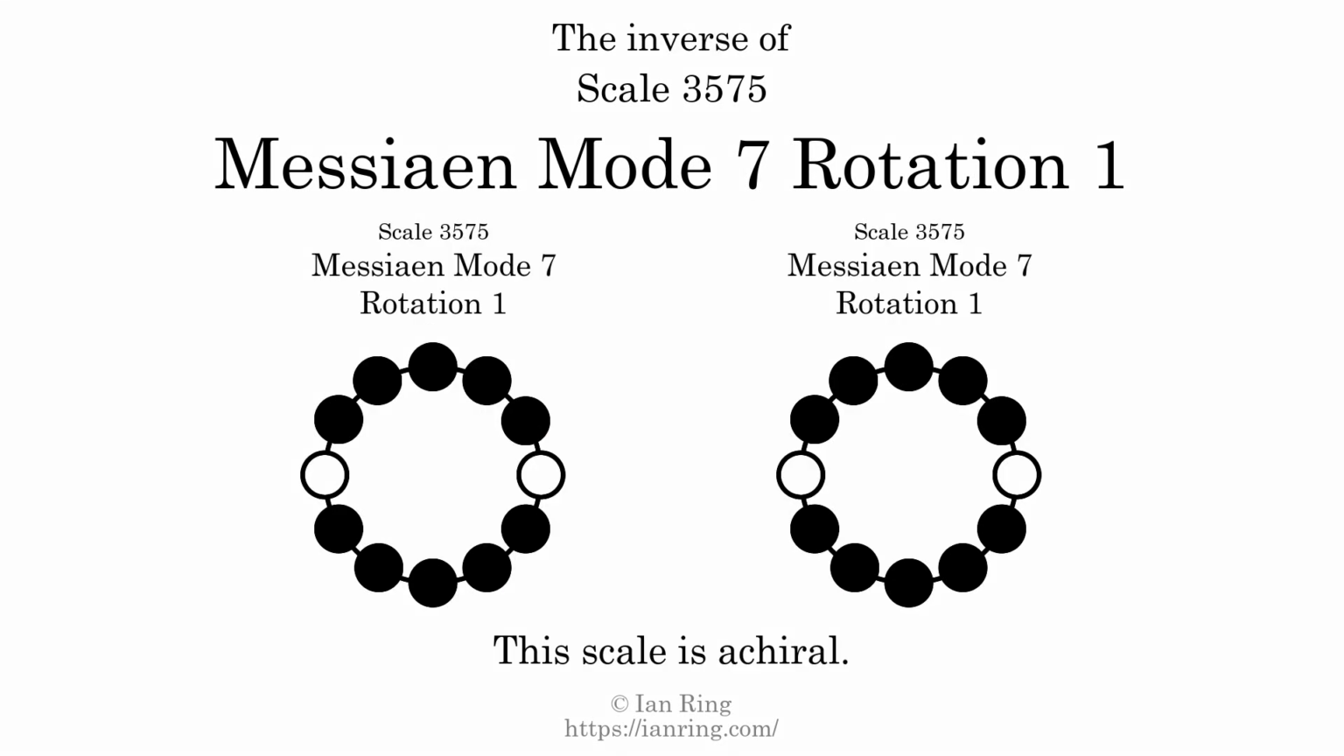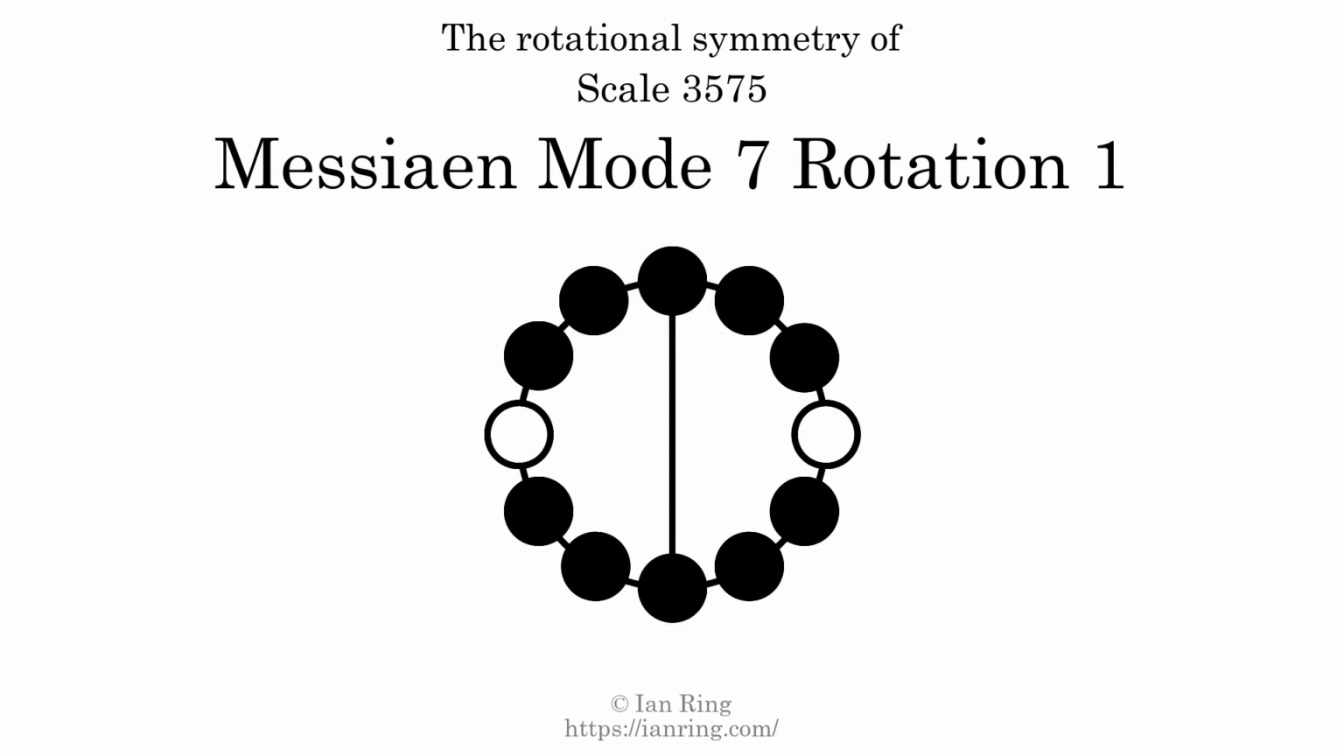The inverse of a scale is a mirror image. It is what you get when the sequence of intervals is reversed. This scale is symmetrical, its inverse is the same as itself. Like all symmetrical scales, this scale is achiral, since it can transform into its own reflection by a rotational transformation. This scale has rotational symmetry at 6 semitones.